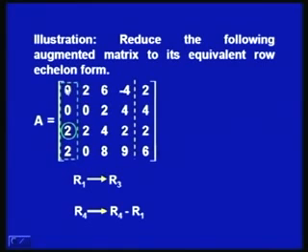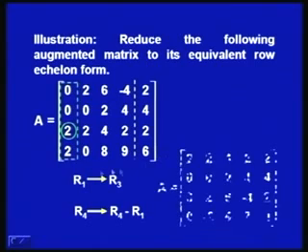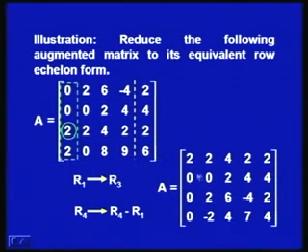So once this becomes R1, then R4 minus R1 will make this element 0. So if we apply these two transformations, then what we have is this matrix. So it is 2 here, 0, 0, 0. This 0, 0 are already there. This is being interchanged, and this is subtracted from this. So we'll have this matrix.